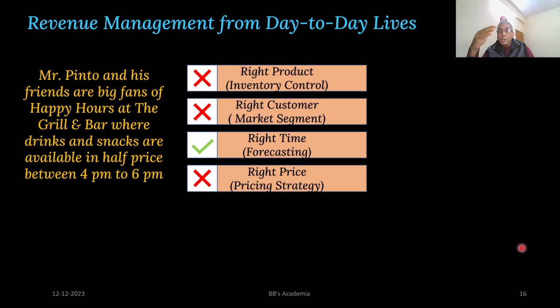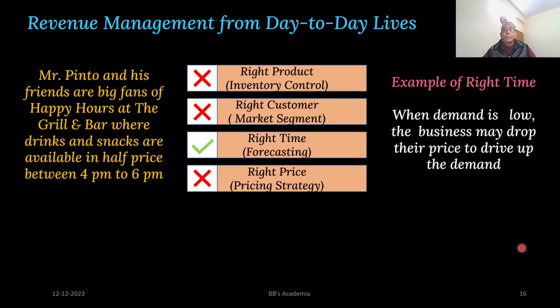But you have to increase your sale. How? If you promote the happy hours, that means you purchase one, will get half price of that. So automatically, it is the example of right time. Let us take up another one example. So this is the example of right time as we have mentioned.